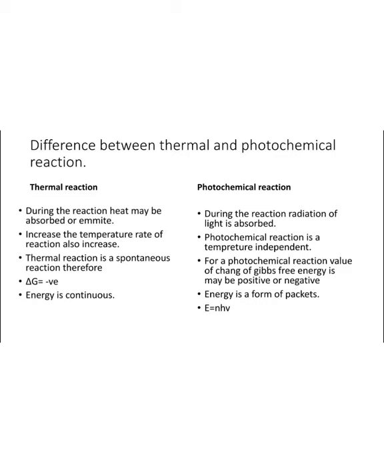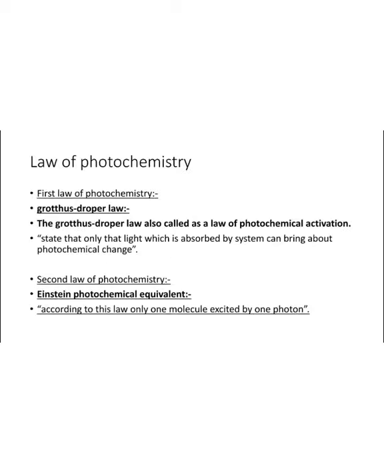In a thermal reaction, energy is continuous, because temperature is always increased and energy is also continuous. In a photochemical reaction, energy is in the form of packets. According to Einstein's law, E is equal to n h nu, and n indicates the number of photons. So in a photochemical reaction, energy is in the form of packets.